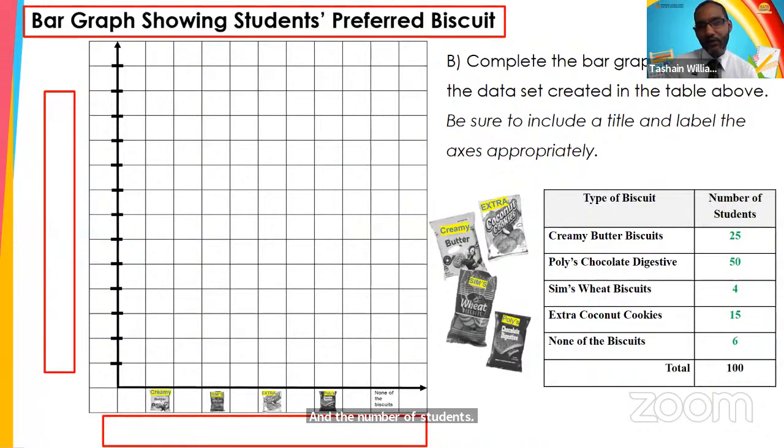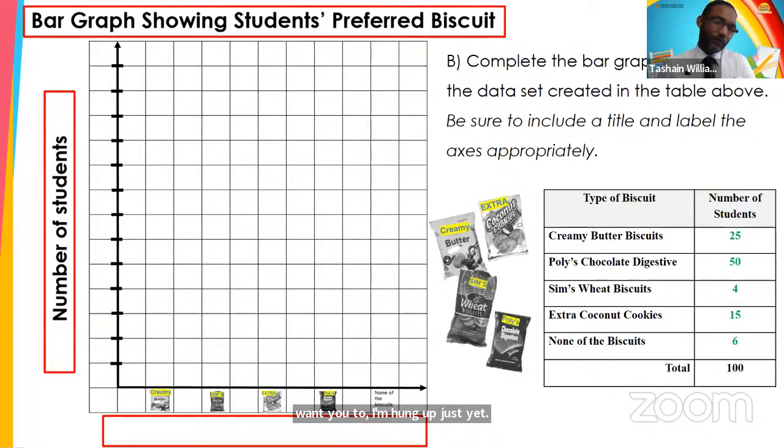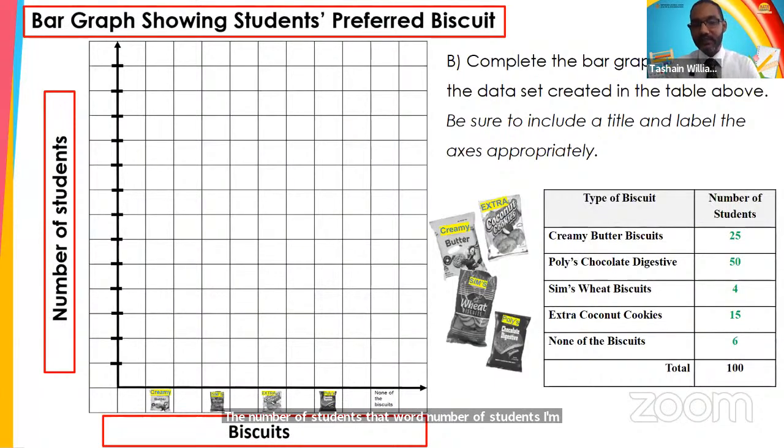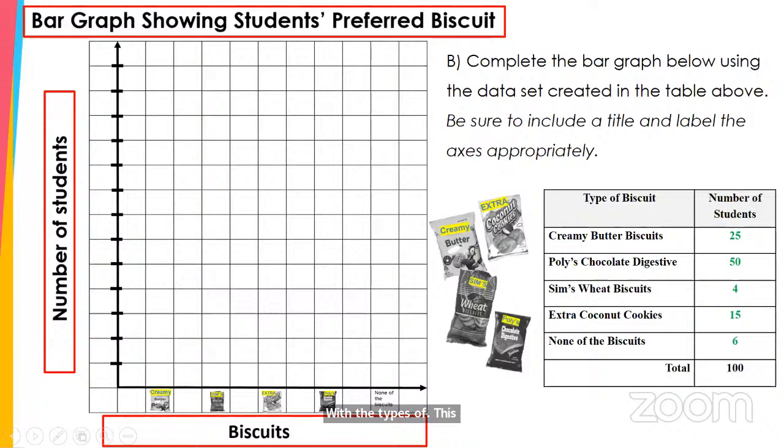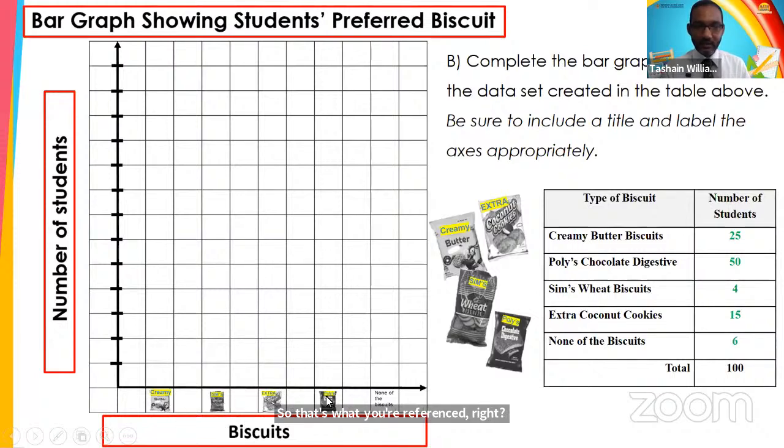All right, let's see. I don't want you to hang up just yet. Don't mute just yet. So let's see if that's so. The number of students, that word, number of students and biscuit. So when we look at the vertical axis, it is the one that's going up, and that one is showing us number of students. The one that's going across from left to right here is also labeled with the types of biscuits. Beautiful. So that's what you're referring to, right? Yes, sir. All right, because we have the name of the biscuits on there as well.